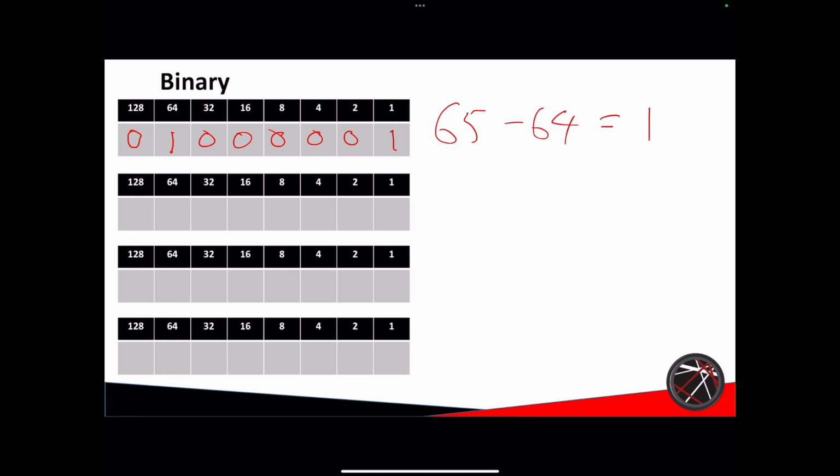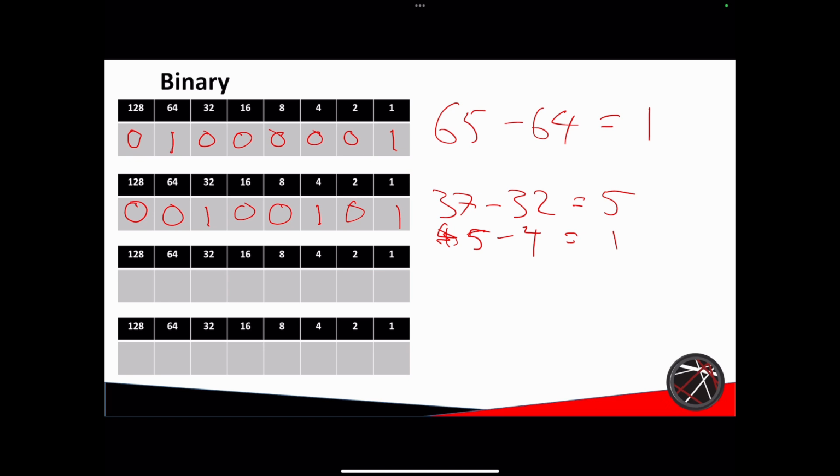Okay, if I want to do 37 instead, again, 128 is bigger, so therefore turn that one off. 64 is bigger, and therefore I'll turn that one off. 32 is smaller, so I'll turn that one on. 37 minus 32 will give me 5. Therefore 16 will be off, 8 will be off, 4 will be on. We then have 5 minus 4, which therefore gives us 1, and we're done.